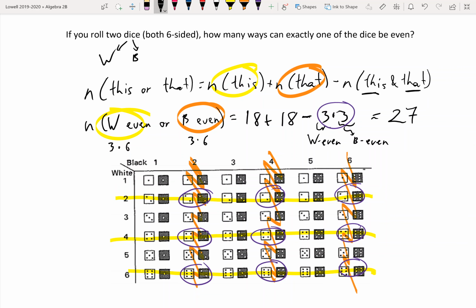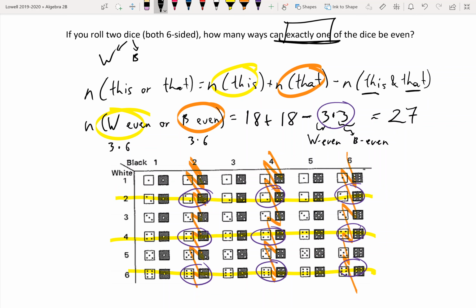Here's the reason that this does not work. We are looking for how many ways we can get exactly one of the dice to come up even. What happened when we did this calculation and counted it as such? Well, look, if you count the yellow rows, there's 18 there, and if you count the orange columns, there's 18 there.